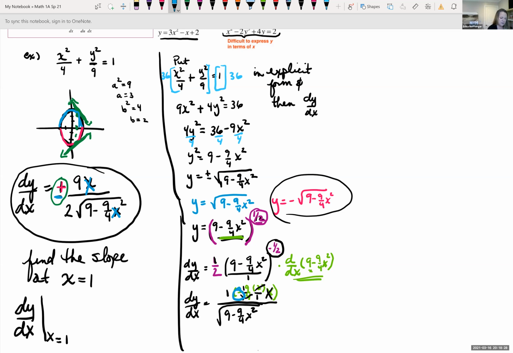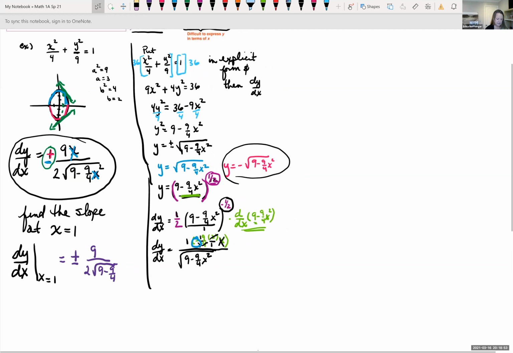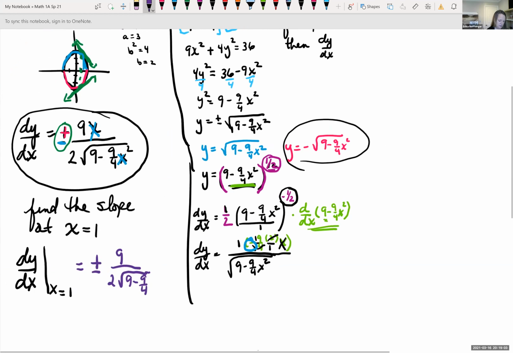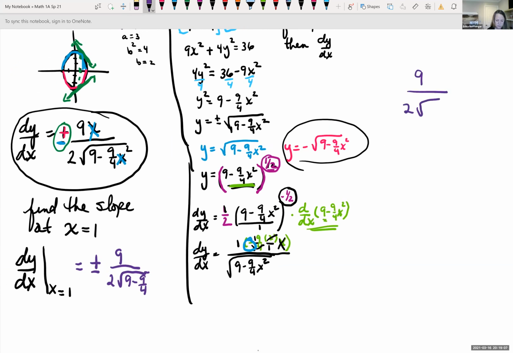And so I would get plus or minus 9 times 1, so that's 9, all over 2 square root of 9 minus, well, 1 squared is 1, so minus 9/4. I would definitely clean that up a little bit. And let me just do that on the side for a minute, and then we can bring it down. So 9 divided by 2 square root of 9 minus 9/4. I need a common denominator underneath that radical, which is 4. So I'm going to rewrite my 9, multiplying it by 4 over 4, is 36/4.